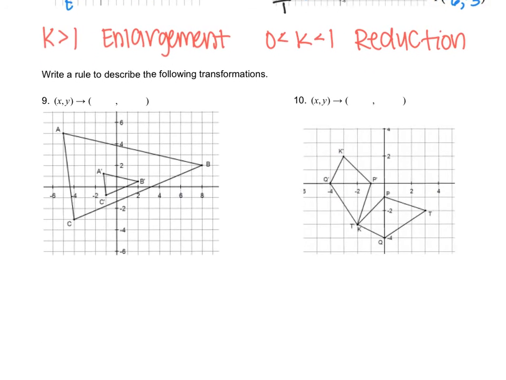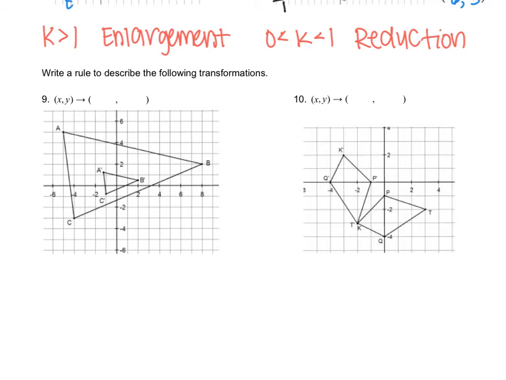Next, we're going to talk about writing a rule to describe a transformation. First you have to determine what type of transformation you have, whether it's a translation, rotation, reflection, or dilation. You have to go based on size first. If they have stayed the same size, it's not a dilation. Then you have to figure out between the other three. Have you rotated it? Have you flipped it? Has it slid in some way?